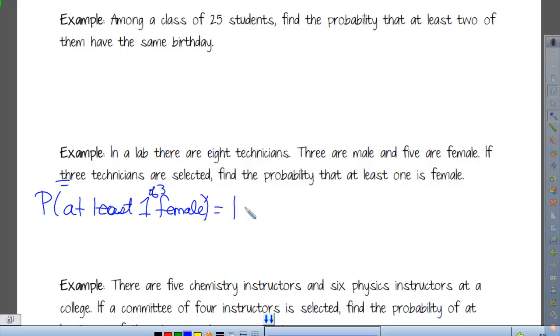We're going to say 1 minus the probability that 0 are male, which means what? 0 are female, so that means we have 3 males. Okay. And so we've got male and male and male. Are these events dependent or independent? And this is a small sample size. So in this case, we would say dependent.